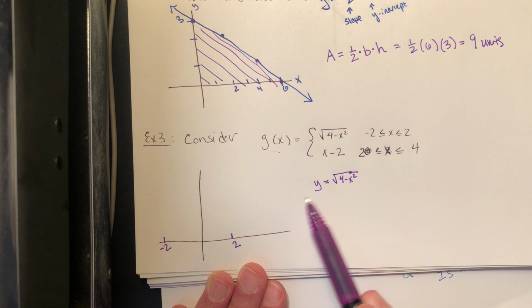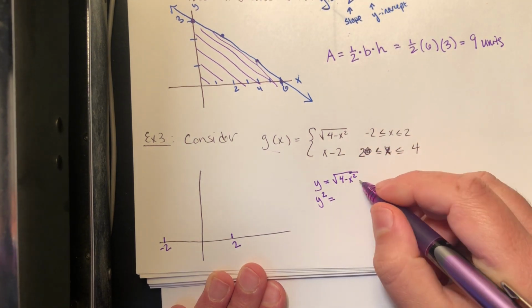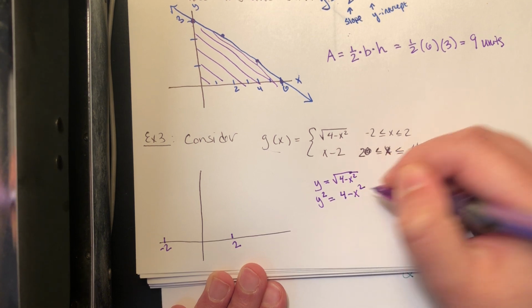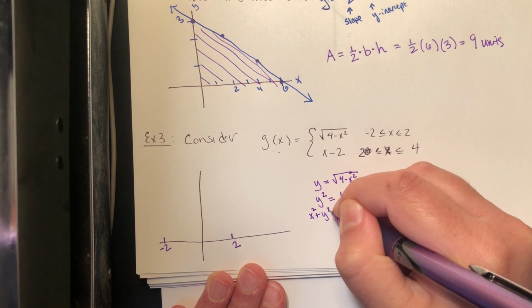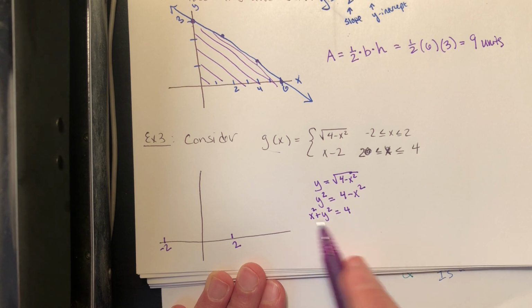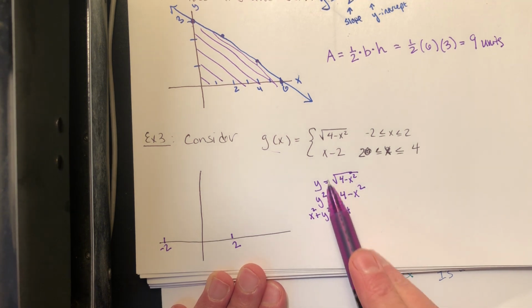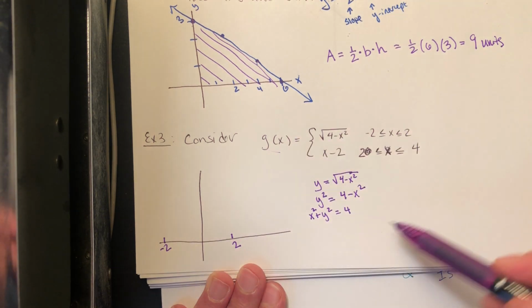I'm going to try to rewrite this by squaring both sides. If I square the right-hand side, the radical symbol will go away and we're just left with 4 minus x squared. And finally I can rewrite this as x squared plus y squared is equal to 4 by moving the x squared term over to the other side. This hopefully looks familiar. This is just the equation of a circle. And since we had only taken the positive square root instead of plus or minus the square root up above, that really means we just want the top half of a circle.